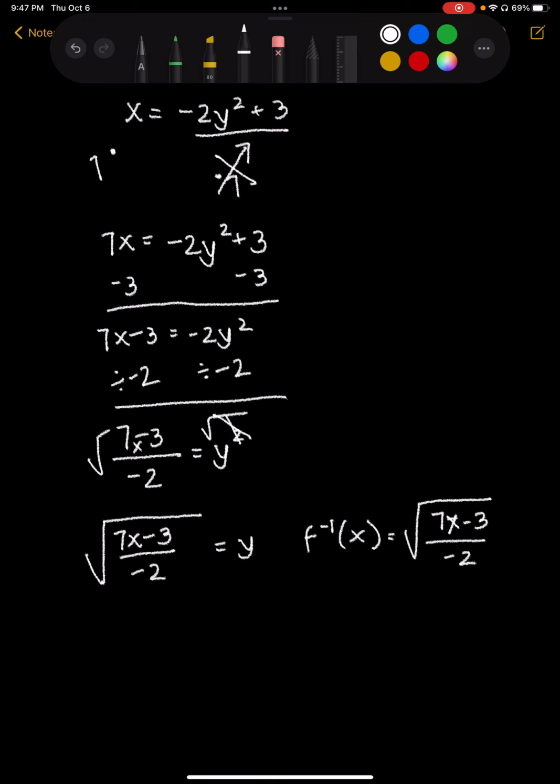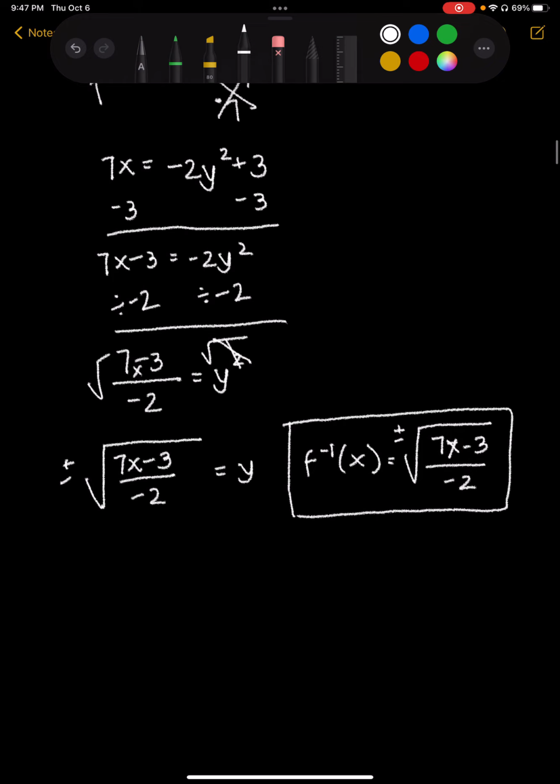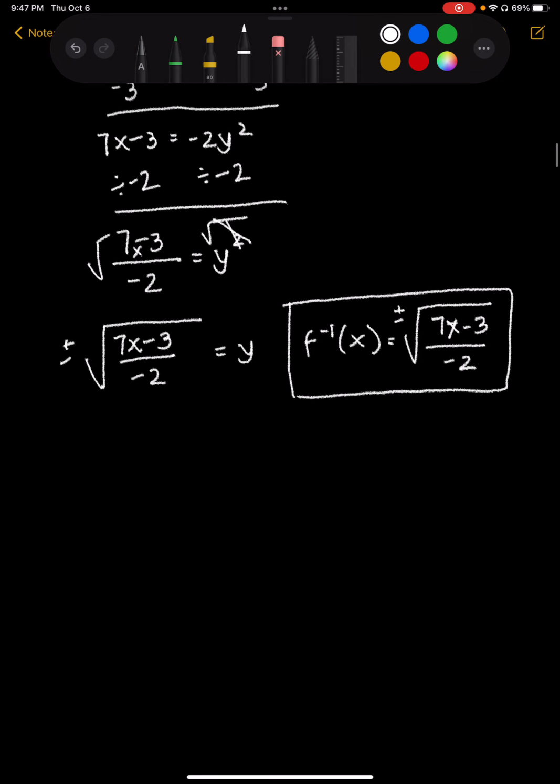One other thing, when you square root something, it's always plus or minus. So you might just want to tack on a plus or minus there. There we have it. All right, let's go through another example.